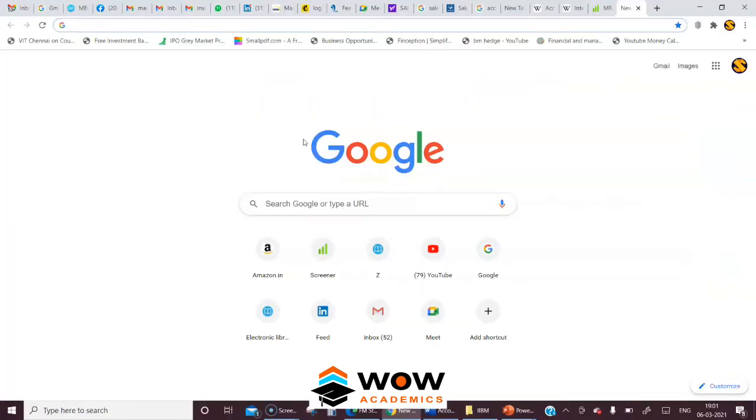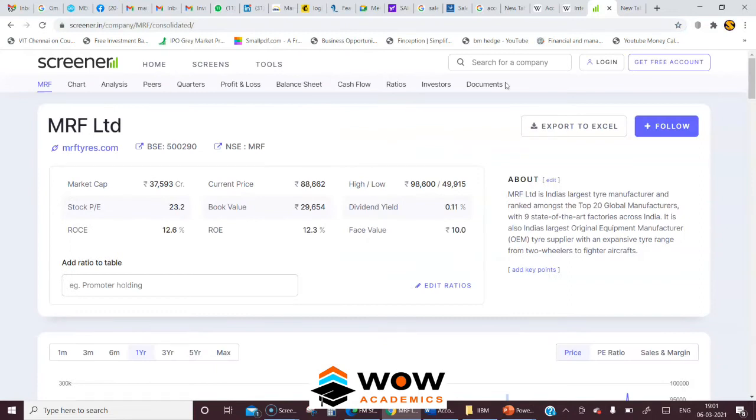So we'll go to Google. So in Google, you can just search for any company if it's listed or not. Okay. So first, ensure that the company you want to search is a listed company. Okay. So there are websites to know this. For example, there is a website called screener.in. So you can type any company name and you can check it.